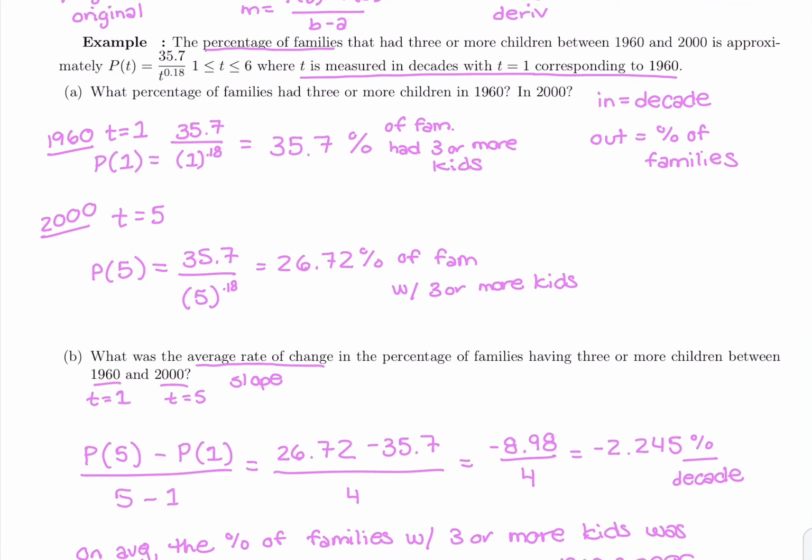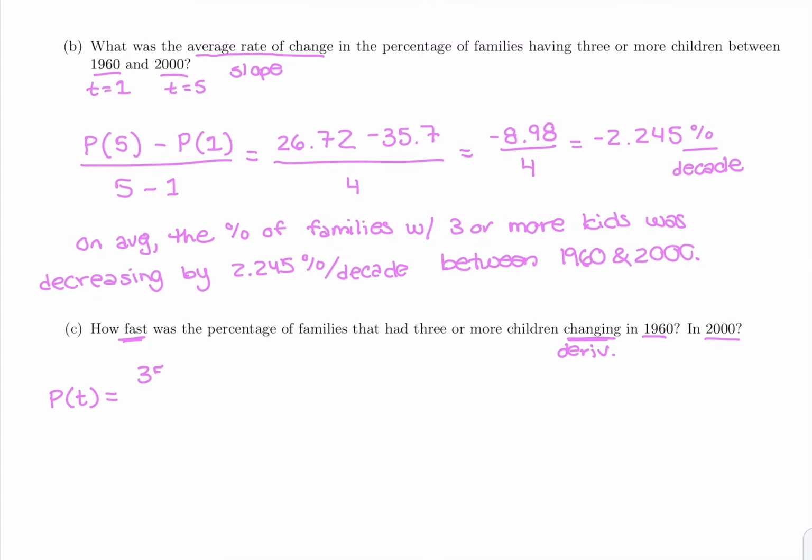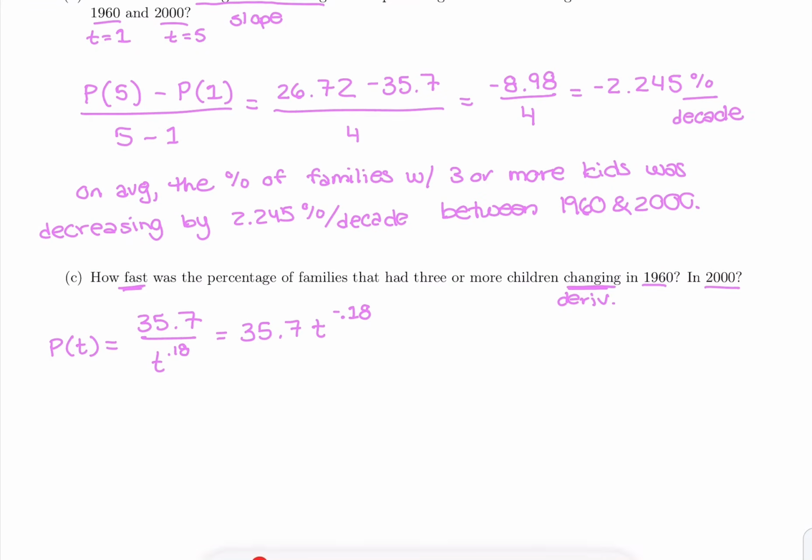So that function was 35.7 over t to the 0.18. So let's copy that down here. 35.7 divided by t raised to the 0.18 power. I need to take the derivative of this, but I don't want to have to use a quotient rule because I don't have t's in both the top and the bottom. So I'm going to take a second and do some algebra. If it's in the denominator, it must be a negative exponent. This is the same exact thing as 35.7 t to the negative 0.18. So now that I have a power there, I'm ready to take the derivative.